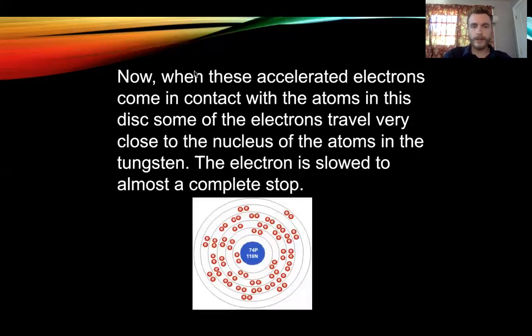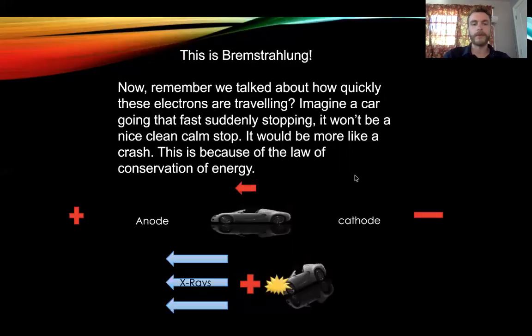Now, when the accelerated electrons come into contact with the atoms in the disk, some of the electrons travel very close to the nucleus of this tungsten atom. The electron is slowed to almost a complete stop. Now, if you remember that the electrons are traveling at half the speed of light, it's going to be more like a crash than a slow stop. So it'll be more like a crash, and you have something called the law of conservation of energy, which means it doesn't just wipe out. The energy still exists, and now it's moving forward in the form of X-rays as those electrons stop.